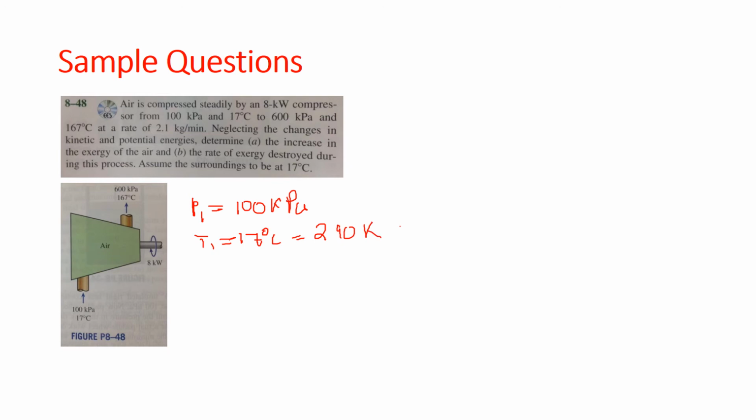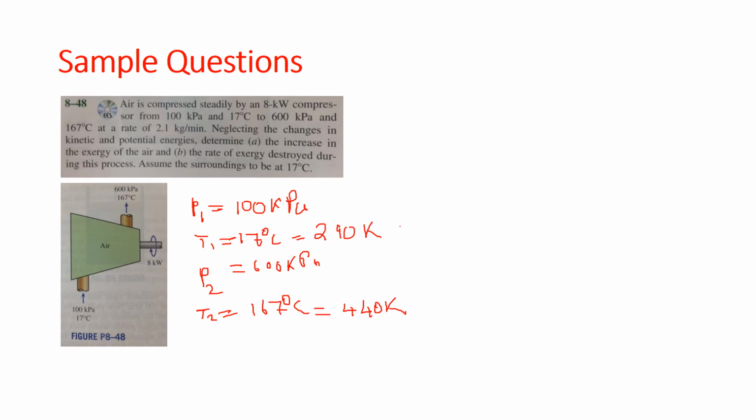Similarly, what is given? 600 kilopascal and 167 degrees Celsius. So it is compressed from this pressure to this pressure. So P2 is 600 kilopascal and T2 is 167 degrees Celsius, and then you convert it to Kelvin, you will get it around 440 Kelvin. And again over here it is ideal gas or air.